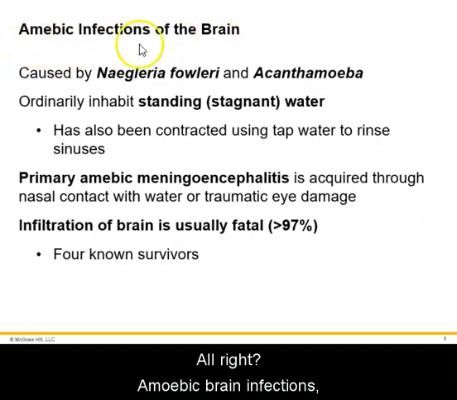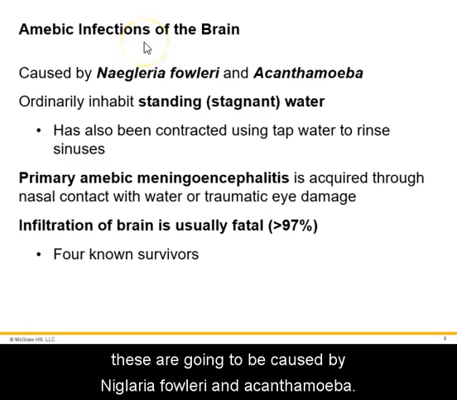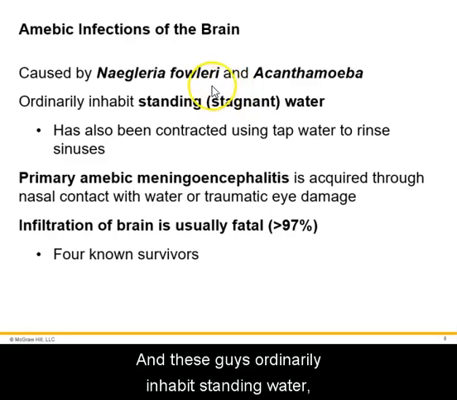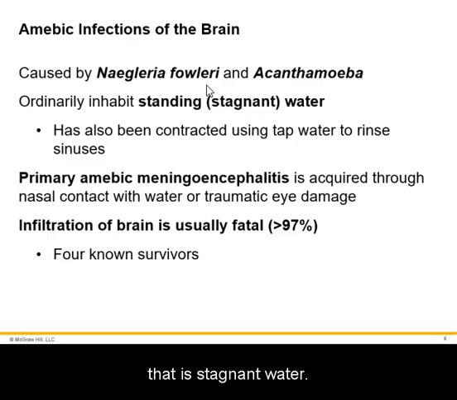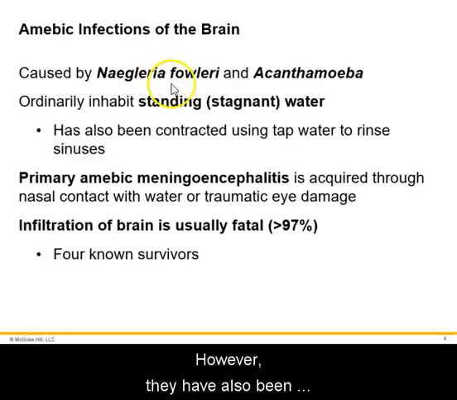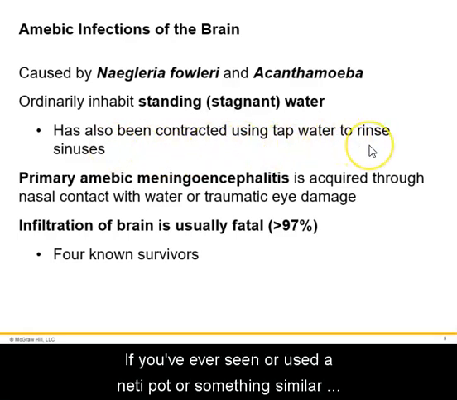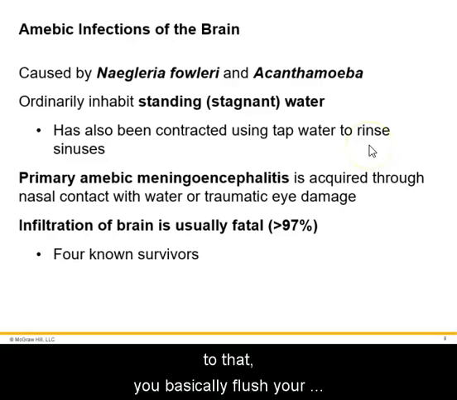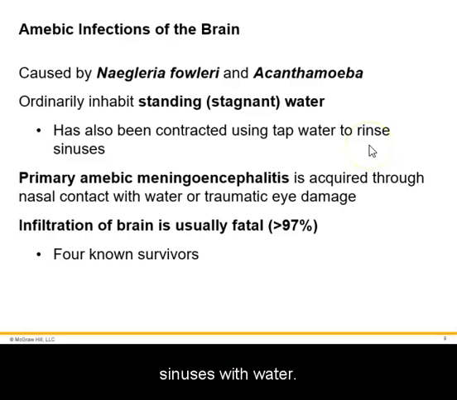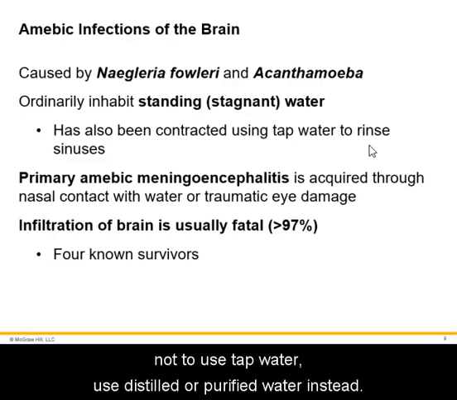All right, amoebic brain infections. These are going to be caused by Naegleria fowleri and acanthamoeba. And these guys ordinarily inhabit standing water, that is stagnant water. However, they have also been contracted using tap water to rinse sinuses. If you've ever seen or used a neti pot or something similar to that, you basically flush your sinuses with water. Make sure if you ever use that not to use tap water, use distilled or purified water instead.